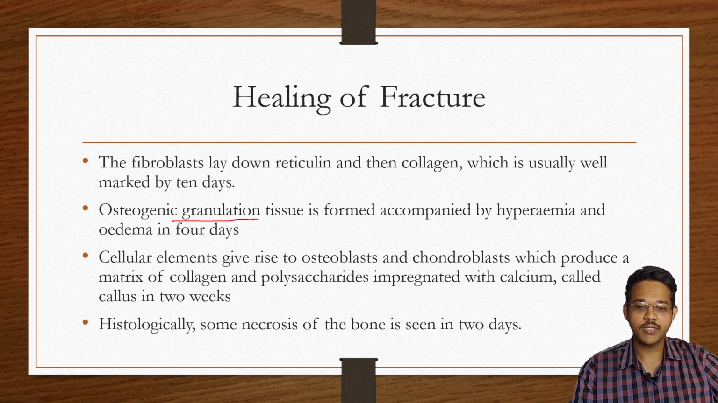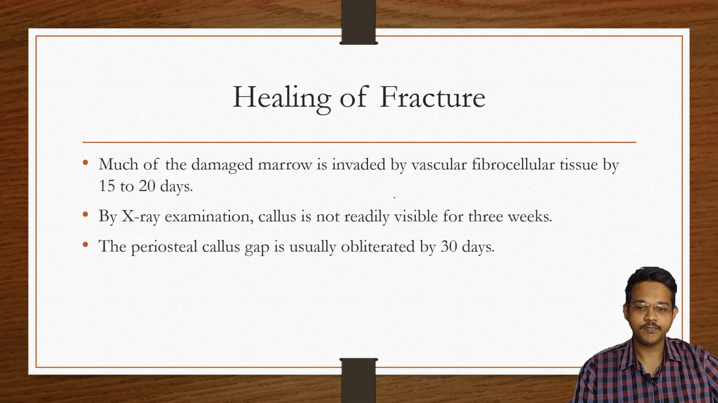Then osteogenic granulation tissue is formed, accompanied by hyperemia and edema, in 4 days. Cellular elements give rise to osteoblasts and chondroblasts, which produce a matrix of collagen and polysaccharide impregnated with calcium, called callus, in 2 weeks. So within 2 weeks, callus formation is present at the fractured bone. Histologically, some necrosis of the bone may be seen within 2 days.